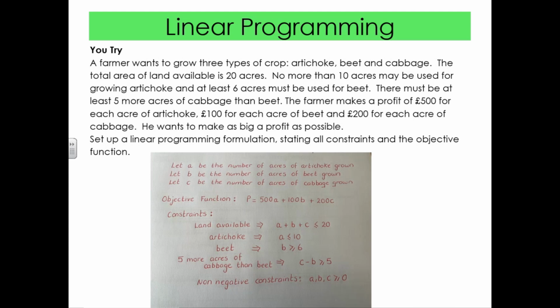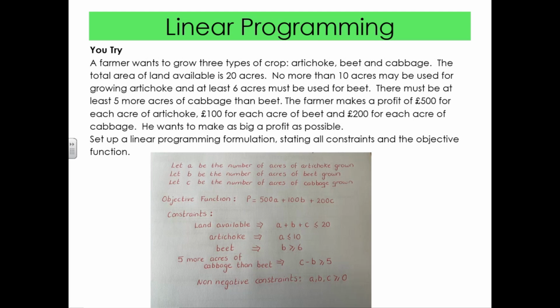You might want to guess which way it is, and then think of an example to see if it works. So what does it say? There must be at least 5 more acres of cabbage than beet. So I think the number of acres of cabbage, C, has to be bigger than beet plus 5. Is that right? Yeah. So that's the way I would do it.